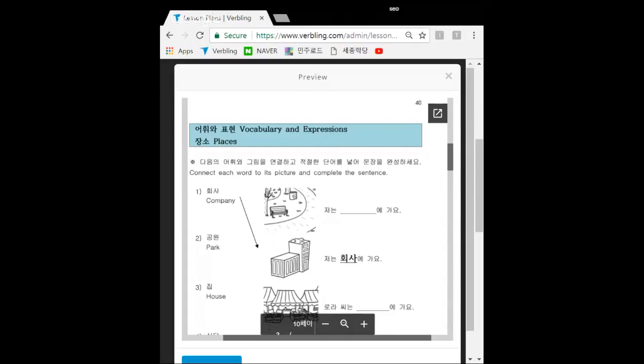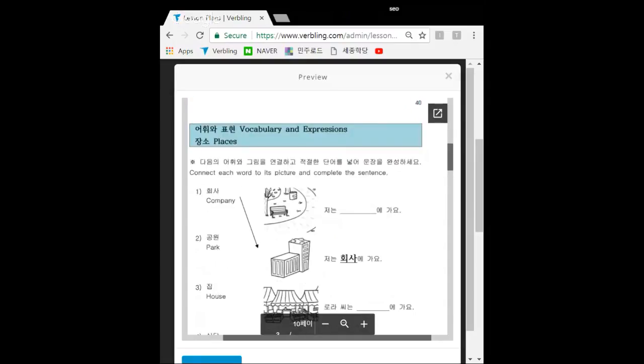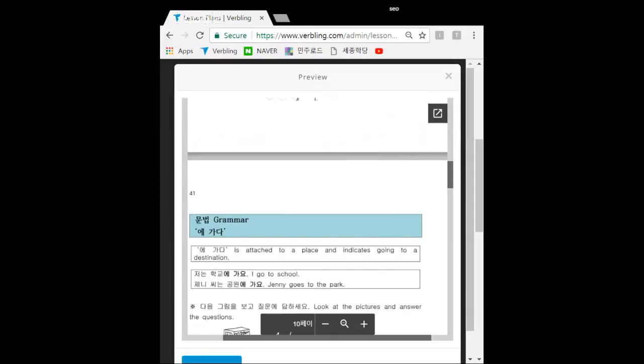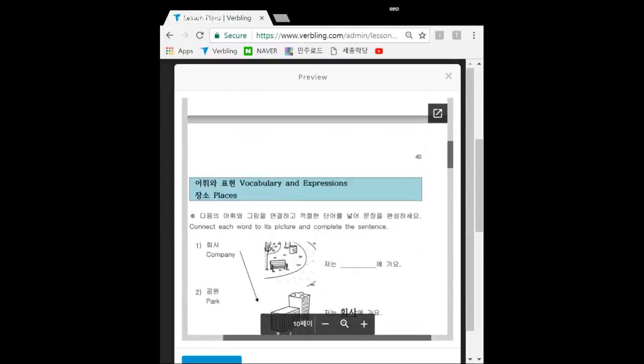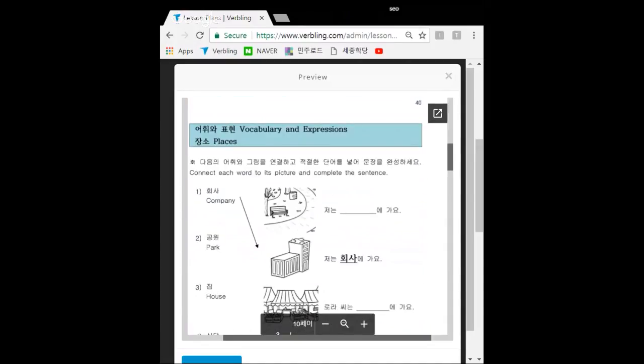Okay, the first one. 네. So I look at 회사, which is company. 저는 회사에 가요. 회사에 가요. Oh, are you on the next page? Oh no, I'm looking at your share. When I scroll down, it's moving. Oh my god, how did you do that? Oh, am I moving it? I'm sorry. All right. So then, you know what they're saying.